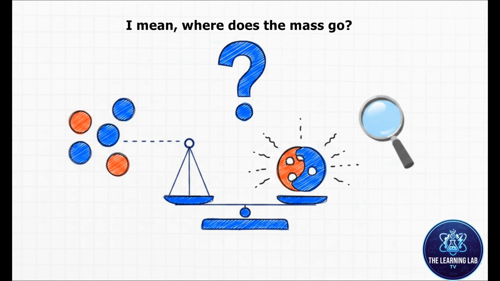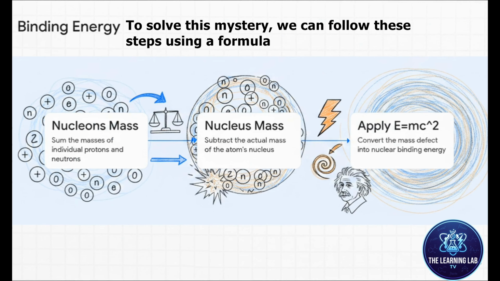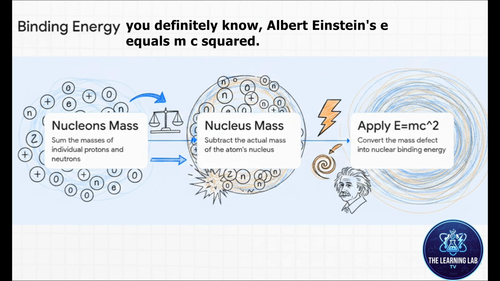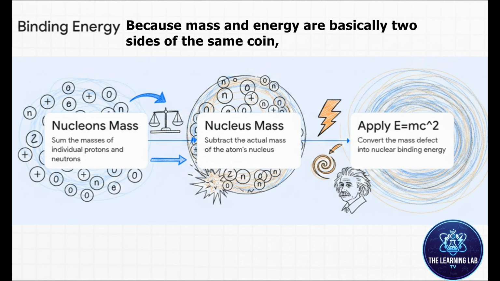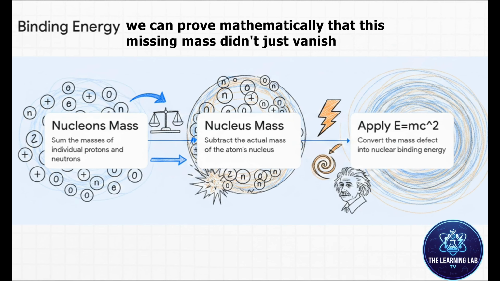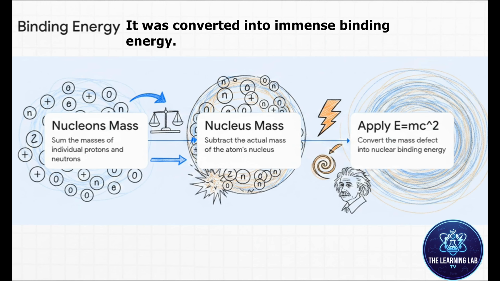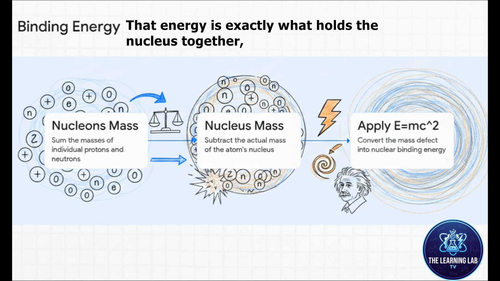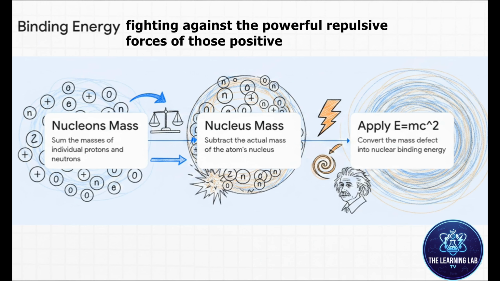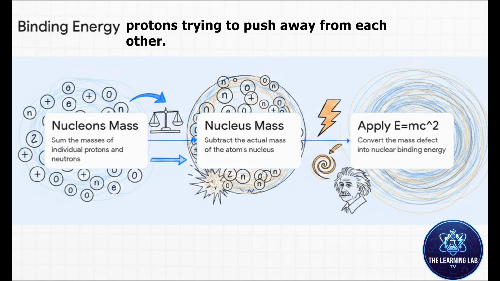I mean, where does the mass go? This is what we call the mass defect. Literal parts of the atom just go missing. To solve this mystery, we can follow these steps, using a formula you definitely know, Albert Einstein's E equals mc squared. Because mass and energy are basically two sides of the same coin, we can prove mathematically that this missing mass didn't just vanish into thin air. It was converted into immense binding energy. That energy is exactly what holds the nucleus together, fighting against the powerful repulsive forces of those positive protons trying to push away from each other.